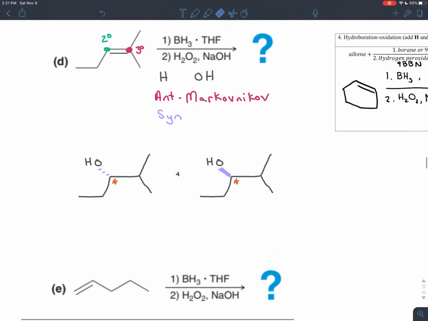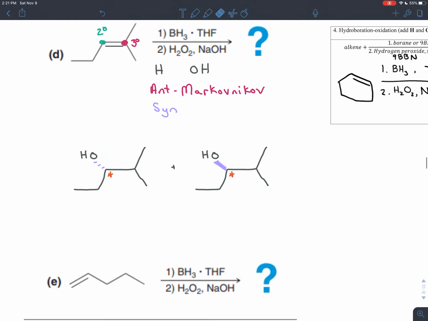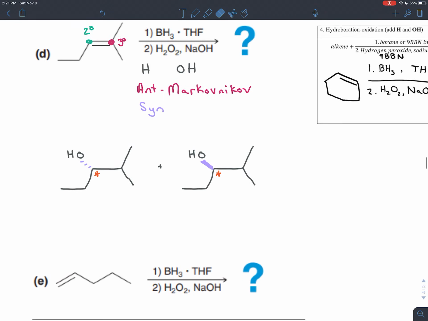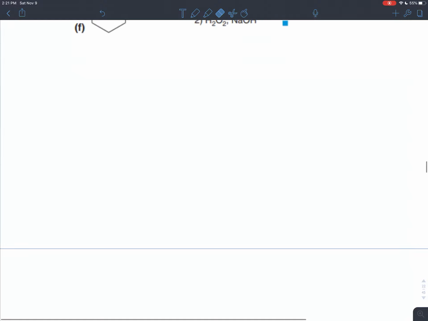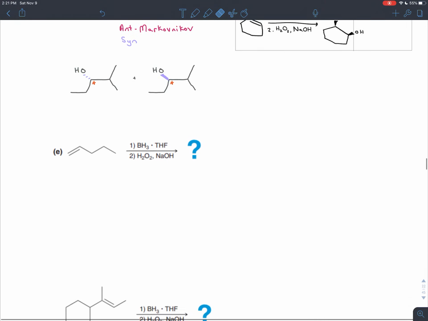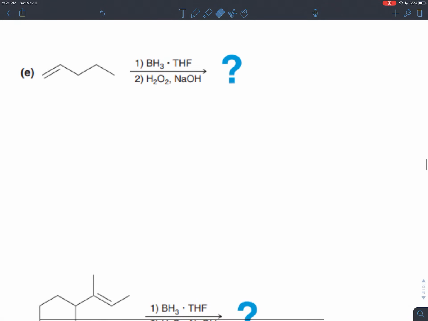And so those would be a racemic mixture, the two products you'd have as a racemic mixture in this reaction. Okay, so let's do this next one.